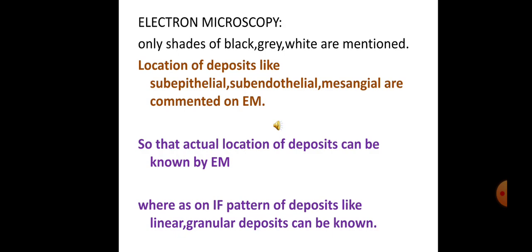On electron microscopy, only shades of black, grey, and white are seen, where the location of deposits like subepithelial, subendothelial, and mesangial are commented on. So the actual location of deposits can be known by electron microscopy, whereas on immunofluorescence the pattern of deposits like linear or granular deposits can be known.